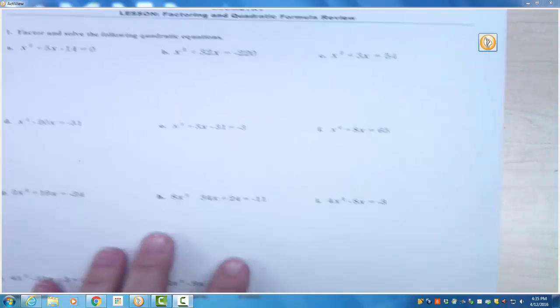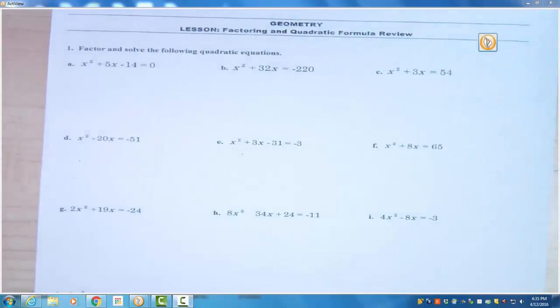So you should all have your lesson for this that looks like this. I'm just going to go through and do a couple with you, and then that's it for today. Whatever you don't finish is homework. You have to do both the front and back. This front side is all on factoring. The back side is all on the quadratic formula.